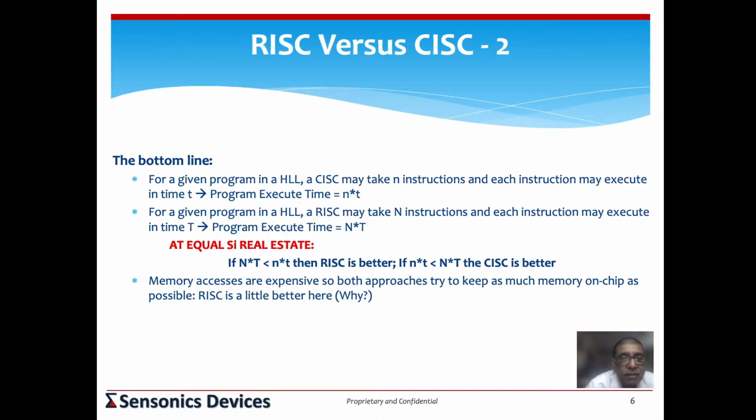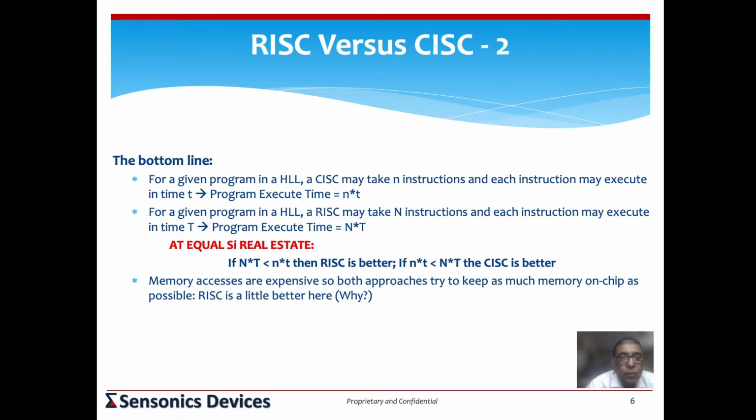The standard practice is that the total time to execute something, an instruction or a program, should be, in one case, the number of cycles. In the case of RISC, the number of instructions will be more, but the average time per instruction is less. In the case of CISC, the number of instructions is less, but the average time per instruction is more. At equal silicon real estate, if you have architected your RISC properly, then you should be able to outperform the CISC. That's the basic idea here.